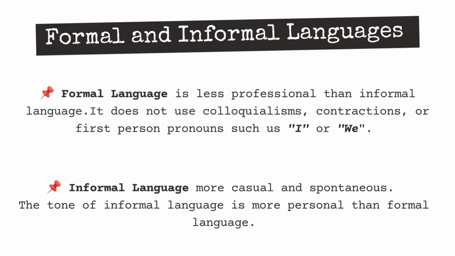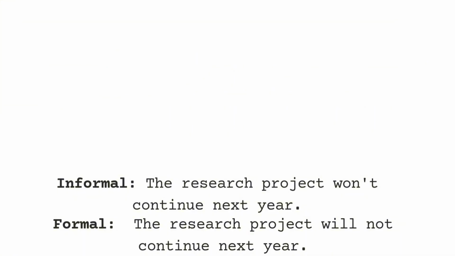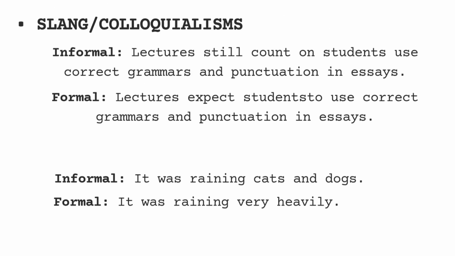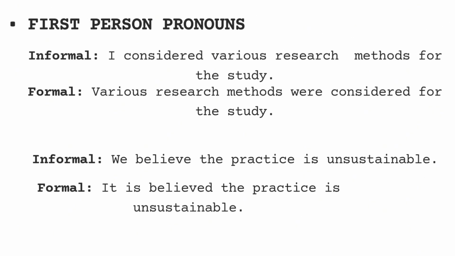So, here are some examples of formal and informal sentences using contractions, phrasal verbs, slang or colloquialisms, and the first person pronouns. In those sentences, you can see the differences when it comes to formal and informal language.